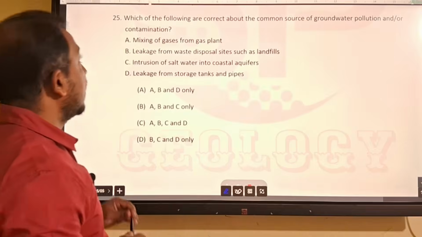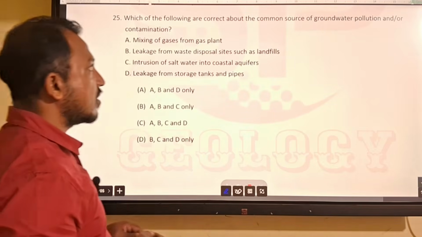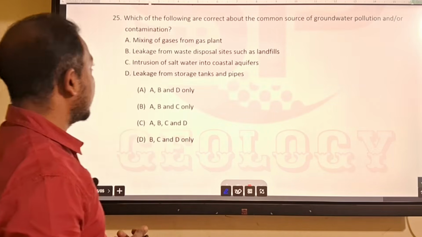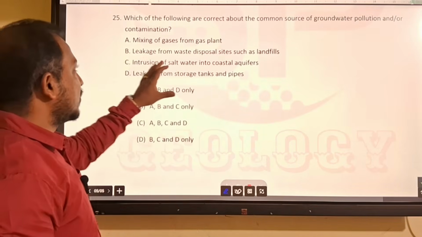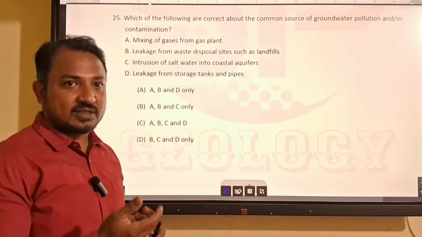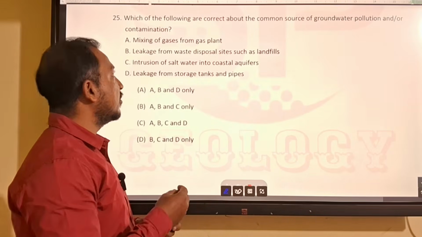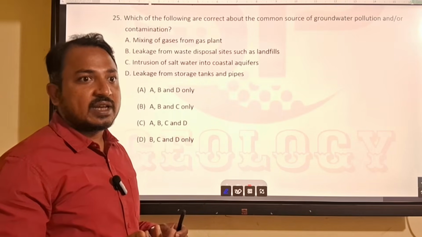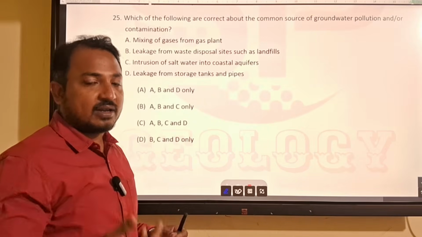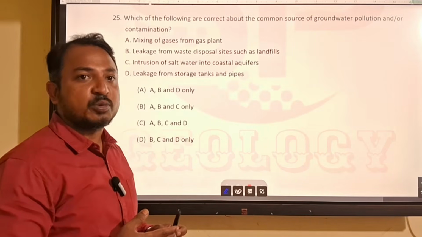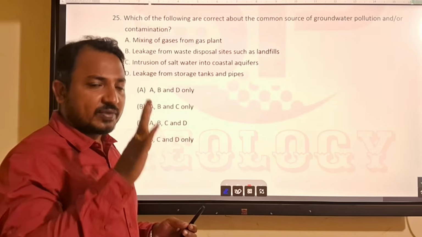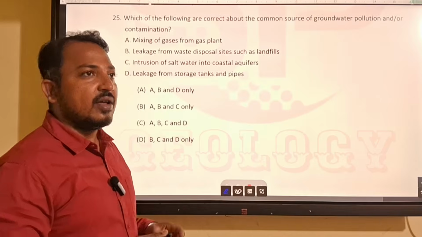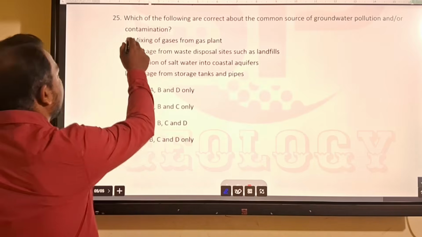Next, which of the following is correct about the common source of groundwater pollution or contamination? So, emissions of gases from gas plants. The toxic gases they release go directly to the atmosphere, so it doesn't affect the groundwater. Indirectly they can affect it, but directly they affect the atmosphere. So it will be incorrect.